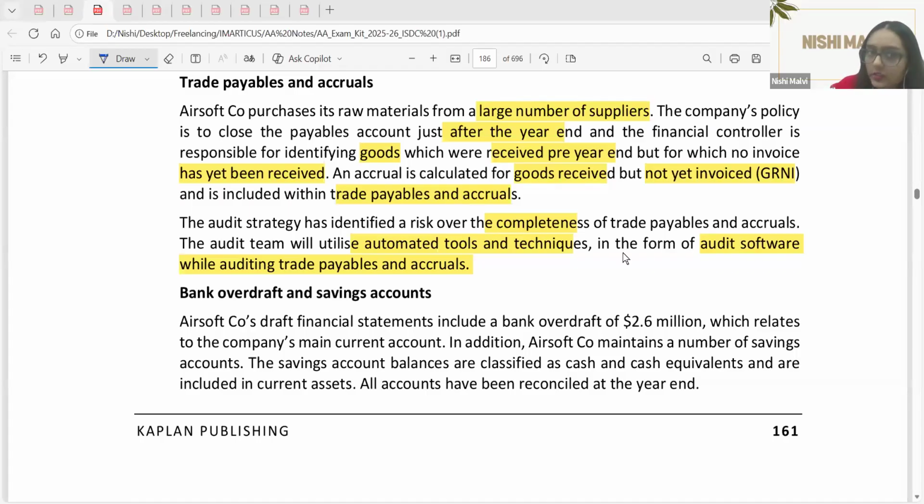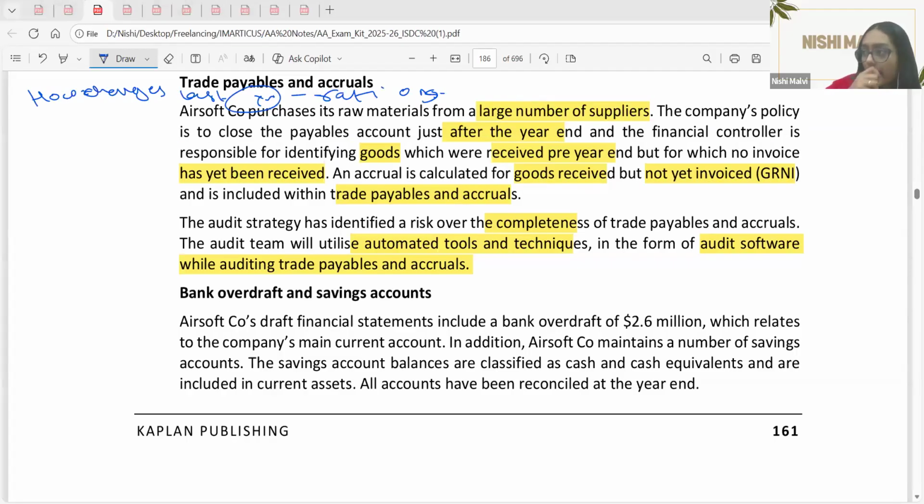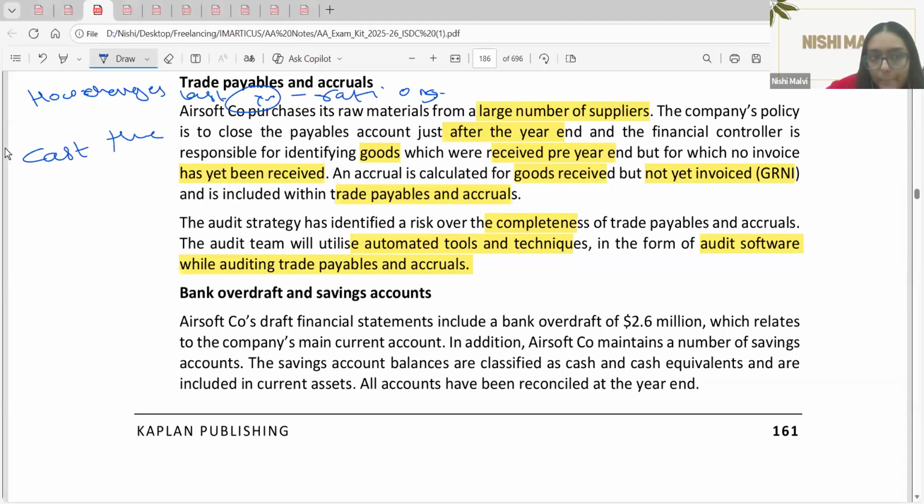Okay, so in that scenario, first thing, you'll check how much it has changed as compared to last year. You'll get an idea. The level of trading and the ratios will show the trade payable. And also cast the total from the software. Check that with the payable register, whether that is the same or not. If not, then it's not complete.